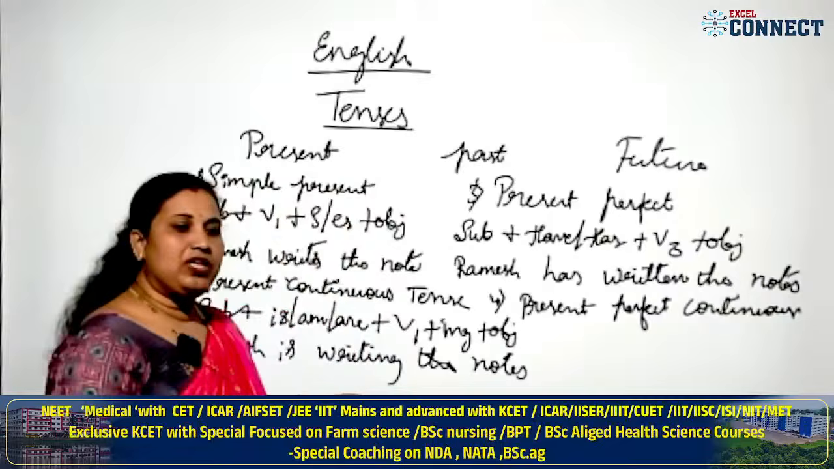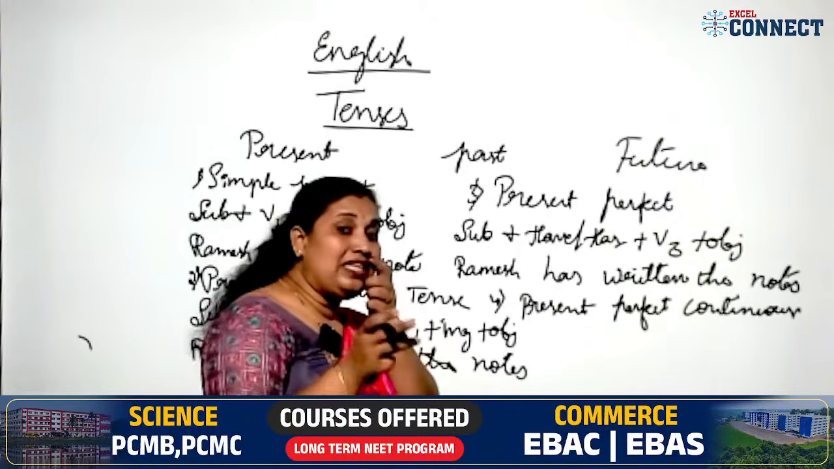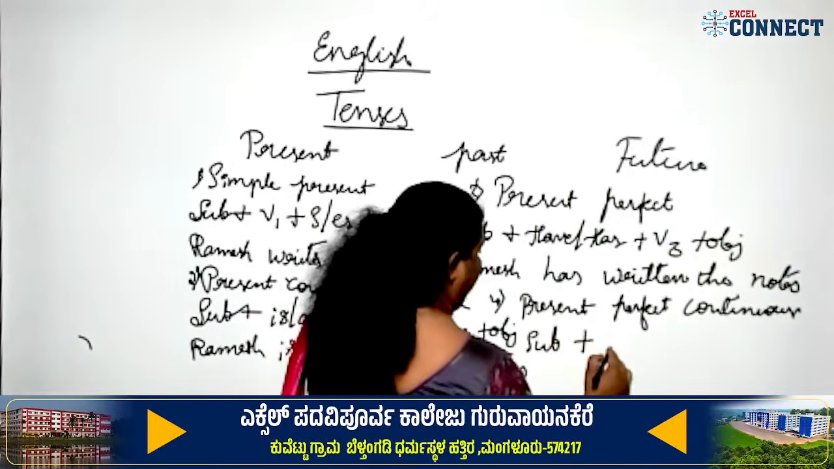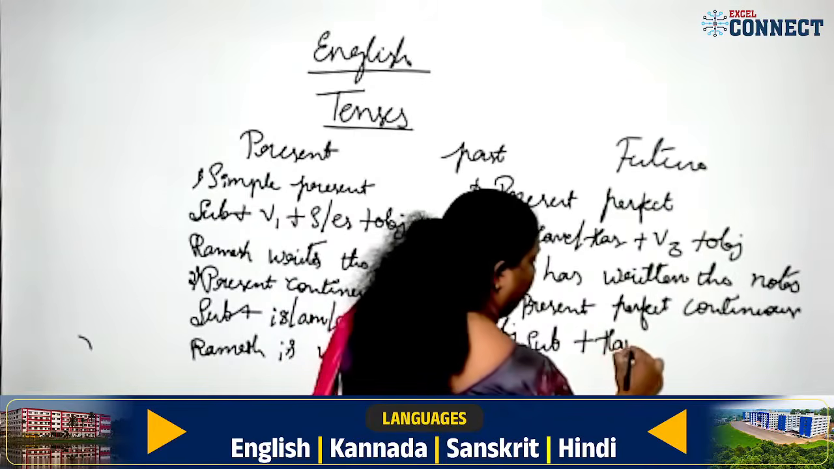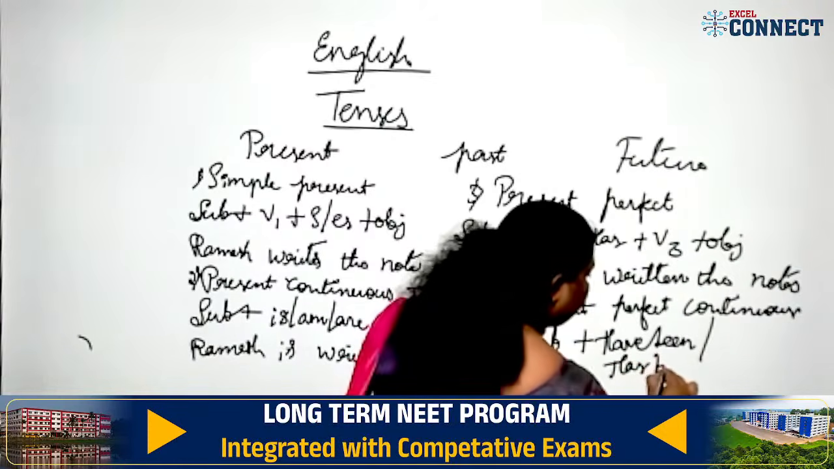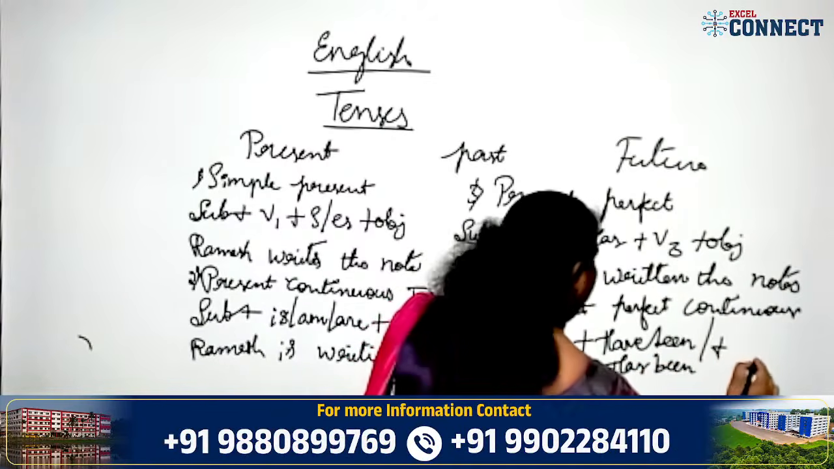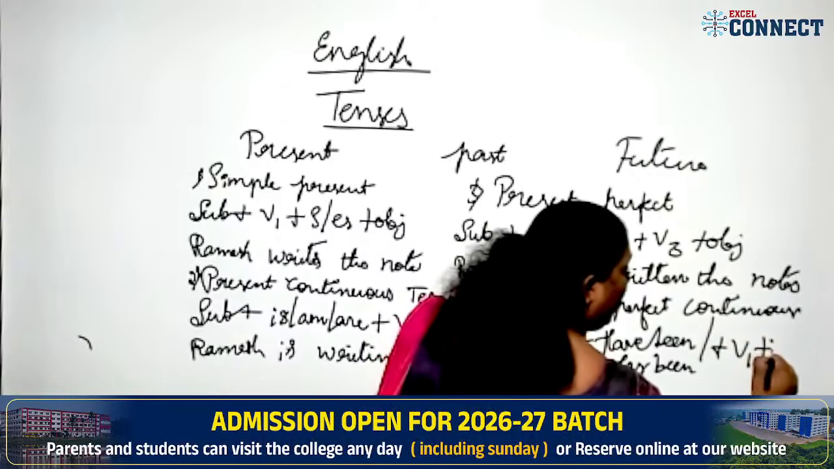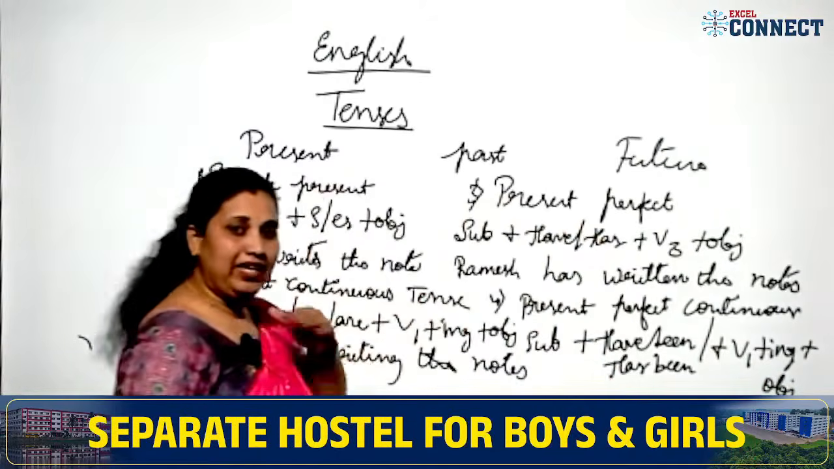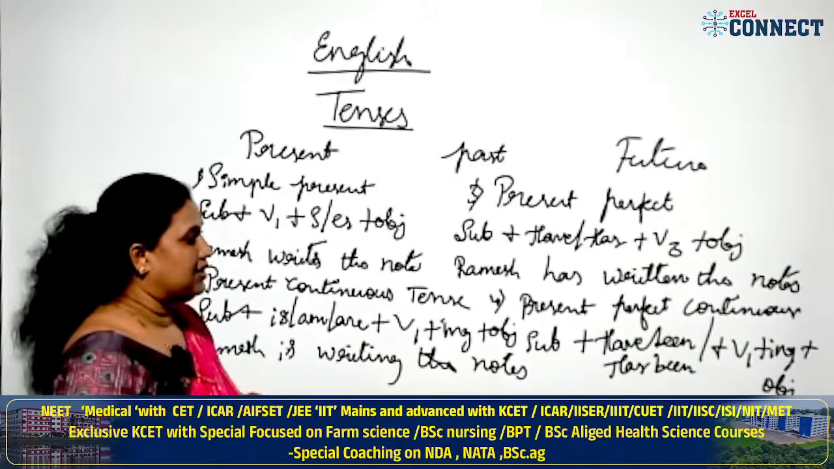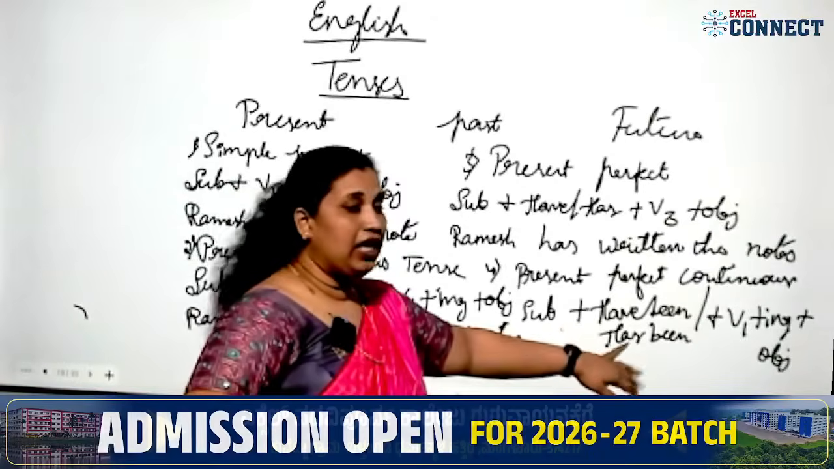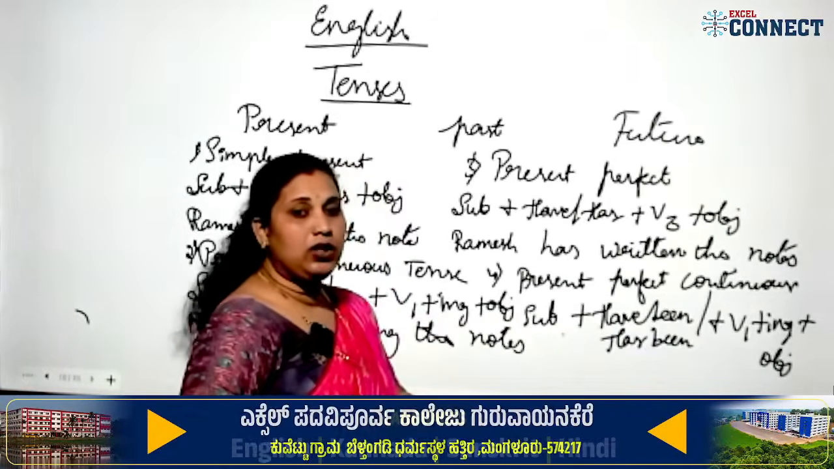So again, the action perfectly started in the present, but there is a continuation in the action. Subject plus have been or has been plus V1 ing plus object. Can anybody frame a sentence on this? Present perfect continuous, subject, take it as Ramesh, has been writing the notes.